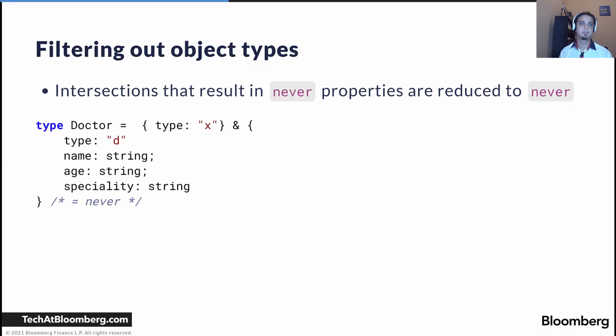So what did you learn from this? Well, we learned that if we have two object types that have incompatible properties and we intersect them, this means that some of the properties will have type never. And if some of the properties have type never, the whole object type may be simplified to never. And we can use this to our advantage when trying to extract certain constituents of unions.